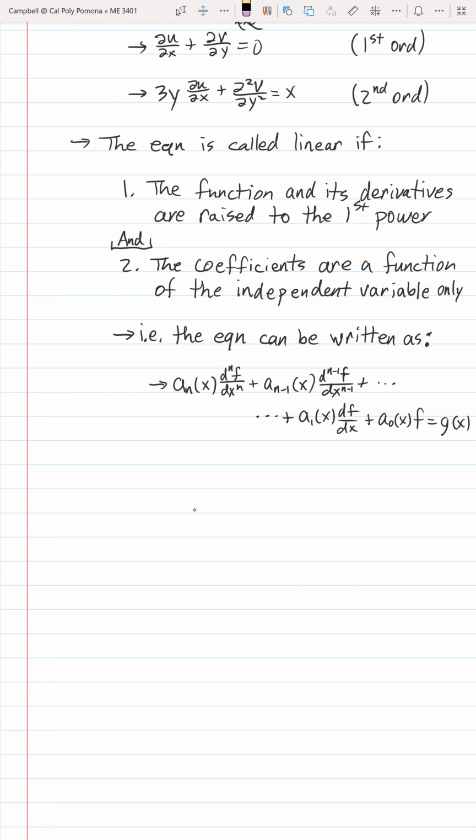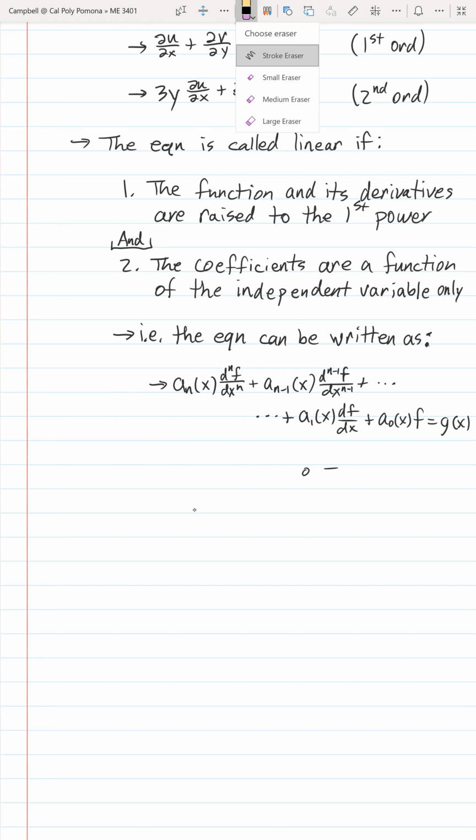Where, again, these coefficients can be functions of the independent variable x, or we could say that they are constant, which, again, understand a constant is what? A constant is just some constant times x to the 0. So we can argue, oh, hey, yeah, a constant is a function of x, it's just x raised to the 0 power. So that gives us a little bit of a better understanding.